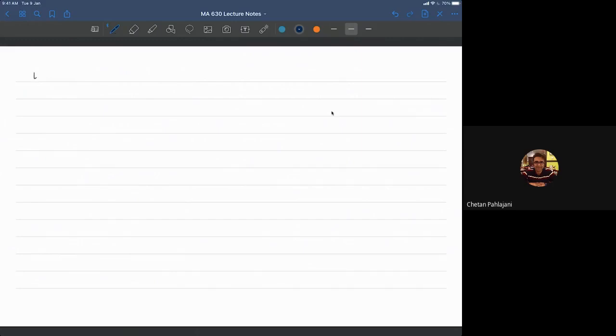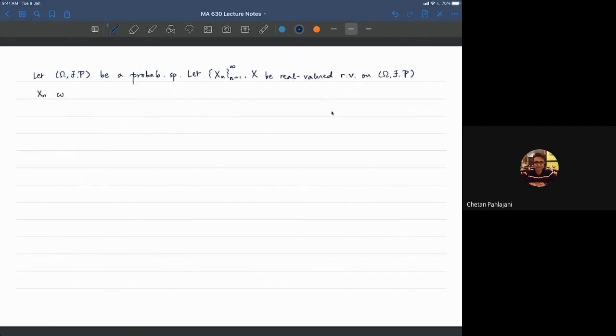So let (Ω, F, P) be a probability space. Let X_n, n going from 1 to infinity, and X be real-valued random variables on (Ω, F, P). And I will leave it to you to fill in the gaps here.